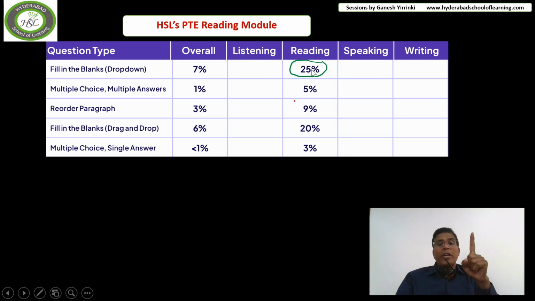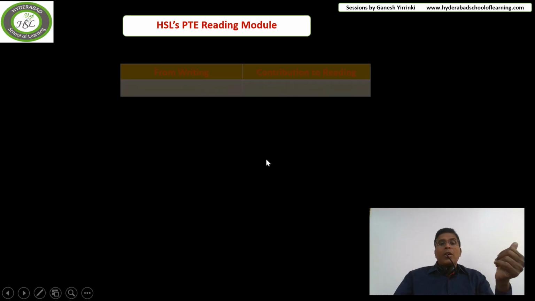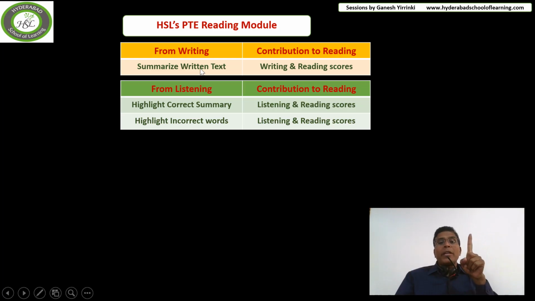In the reading module, if you look at the percentages, the fill in the blanks drop down question contributes heavily to your reading score. 25% of your reading score comes from fill in the blanks drop down, and 20% comes from fill in the blanks drag and drop. Then we have reorder paragraph, then multiple choice multiple answers, then multiple choice single answer questions. And your reading score also depends upon your performance in the writing module, because the summarize written text question contributes to both the writing score and the reading score.